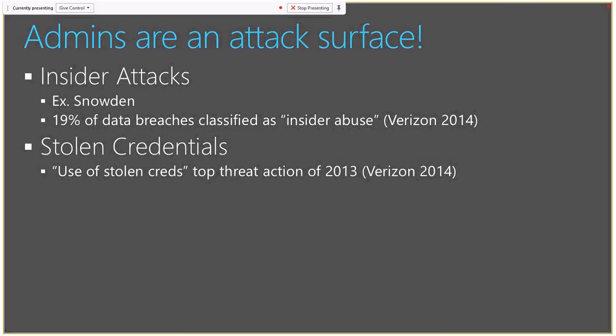Another form this can take is in terms of stolen credentials. The use of stolen credentials was actually the top threat action of 2013 across a variety of classifications of data breaches, according to Verizon. And this can take the form of a pass-the-hash attack or any different number of things. So one is the person themselves is malicious. The second is their credentials get stolen by somebody else.